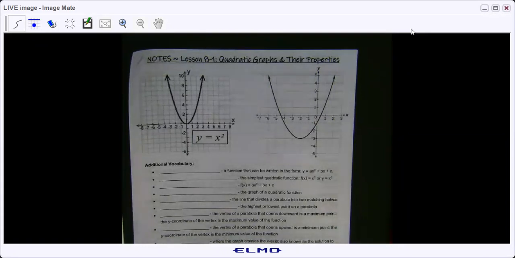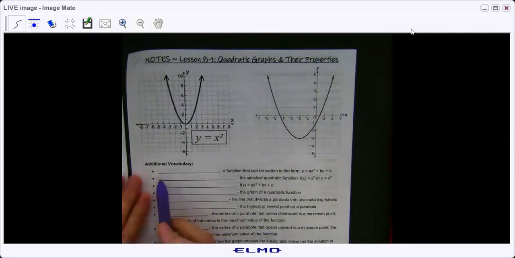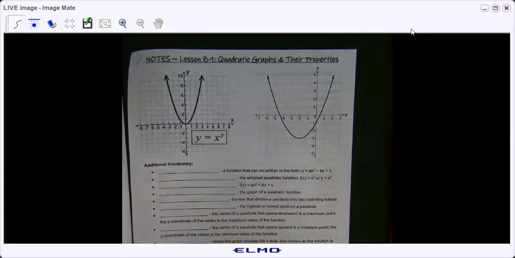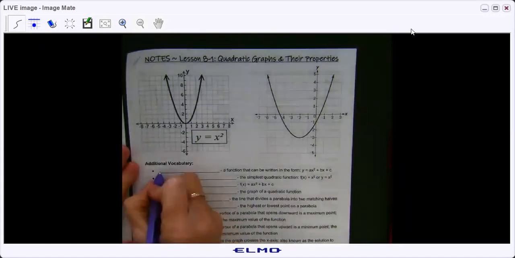And if Mrs. Cermak taught you anything, you should know that a quadratic is a U-shaped graph, right? Okay, so we're going to go through a lot of vocabulary before we get to the actual practice part. So our first definition here is a function that can be written in the form of ax squared plus bx plus c. That is called a quadratic function.